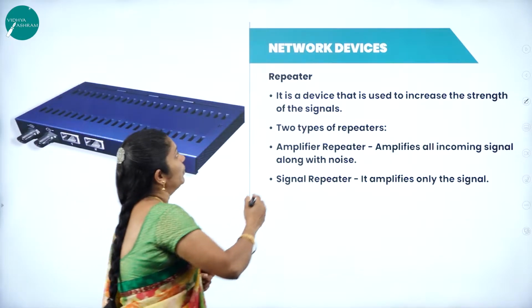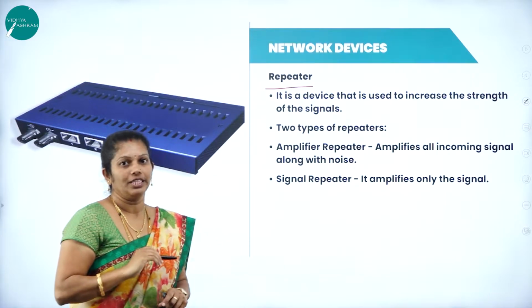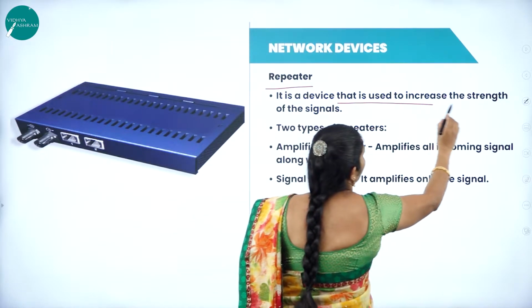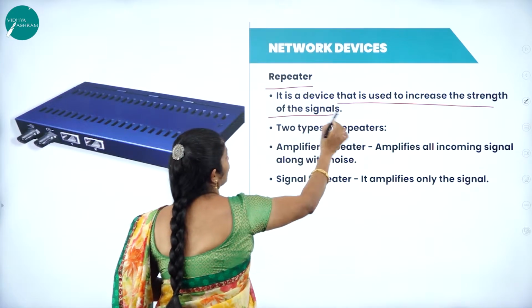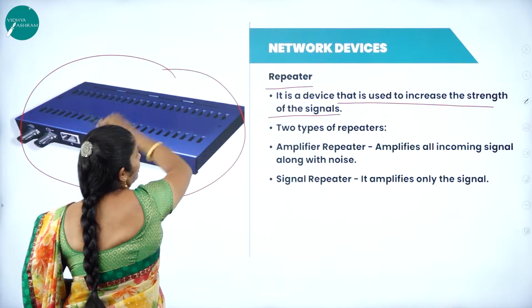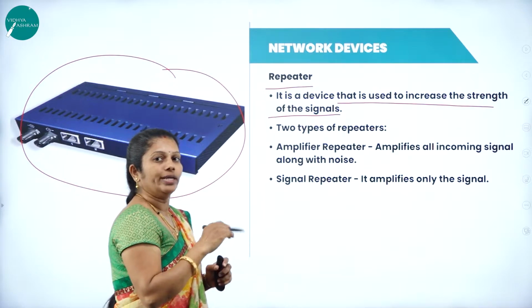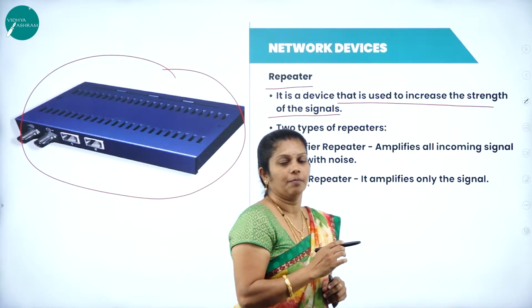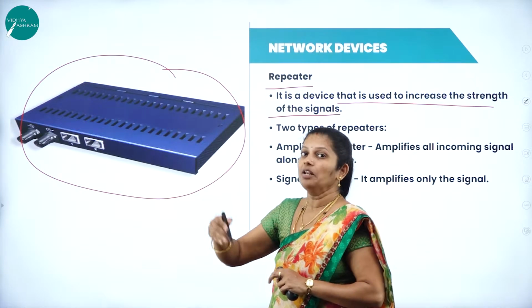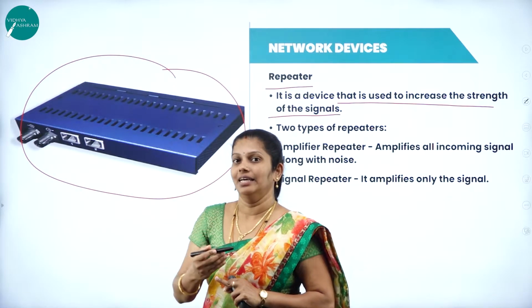Next, we will move on to the repeater. This is also one of the network devices. It is a device that is used to increase the strength of the signals. If you observe this picture, this can be called a repeater. What is the main use of this repeater? The name itself tells you: repeater. It means that it will mainly strengthen the signal.